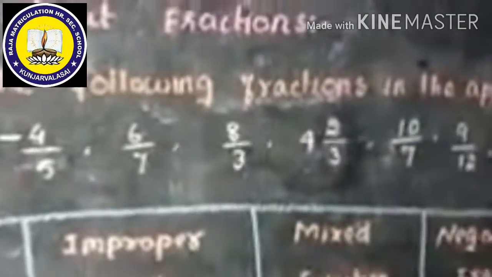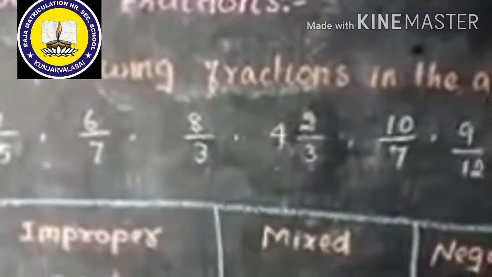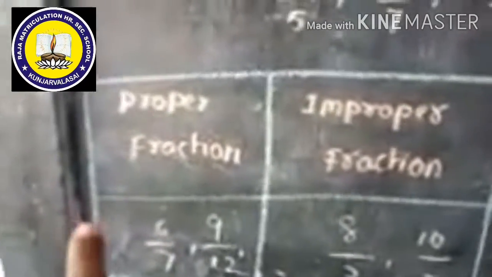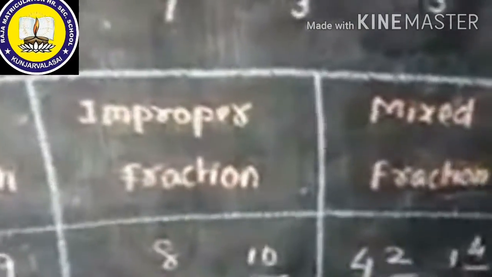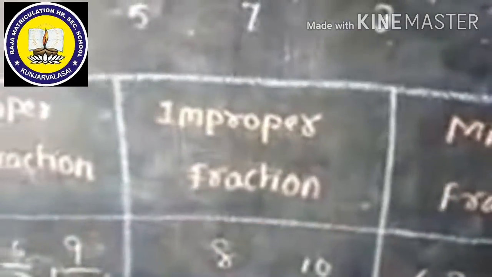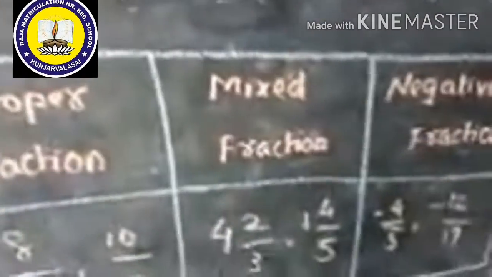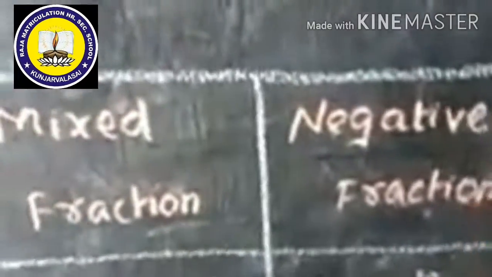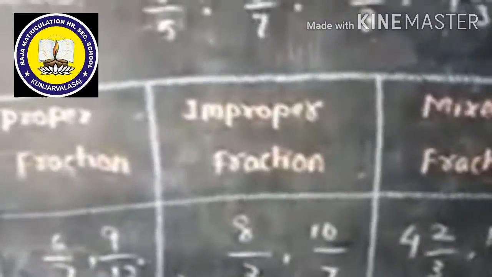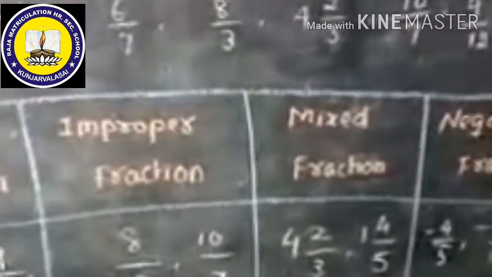How many types of fractions are there? There are 3 types of fractions: one is proper fraction, another is improper fraction, and the third is mixed fraction. In proper, improper and mixed, there are positive fractions and also negative fractions. So I put a column for negative fractions, no problem. But we have only 3 fractions: proper, improper and mixed.